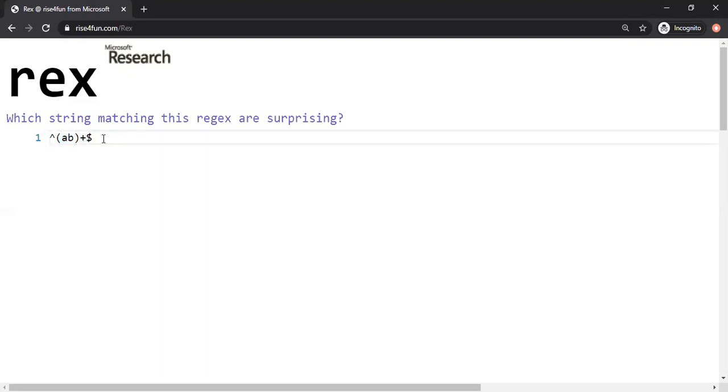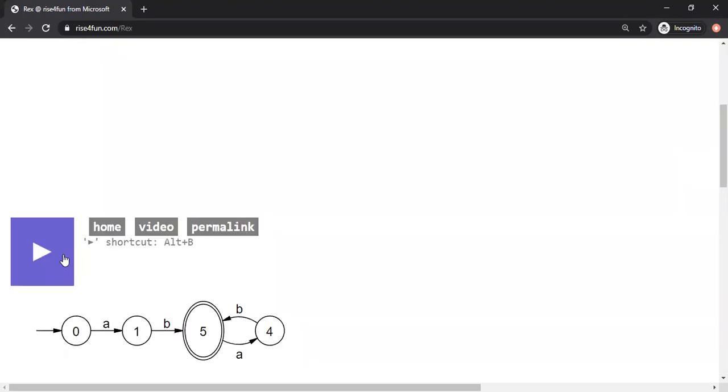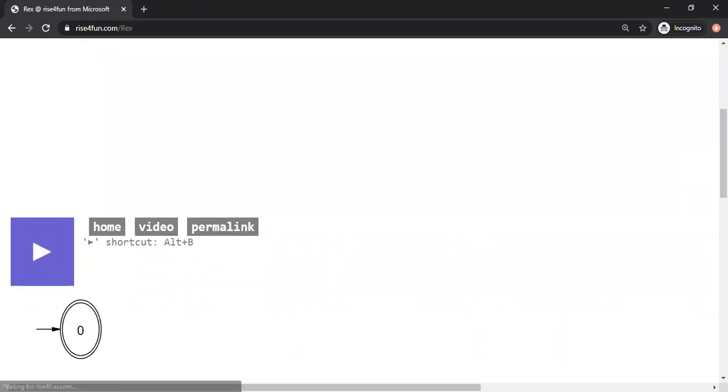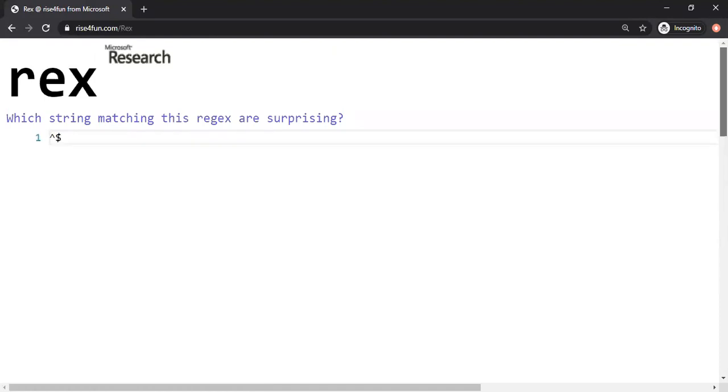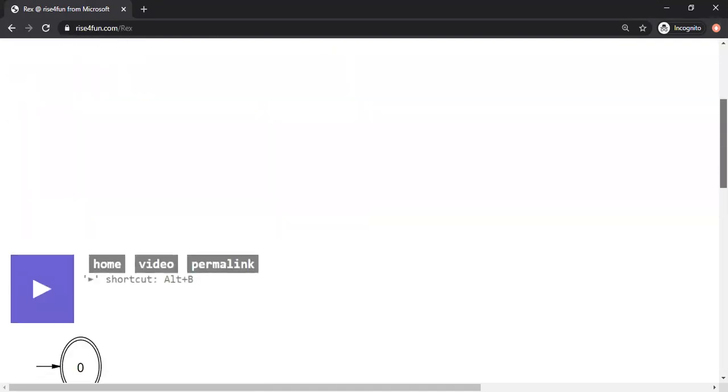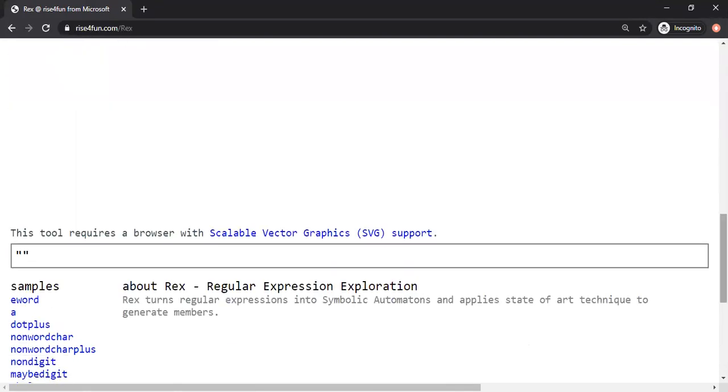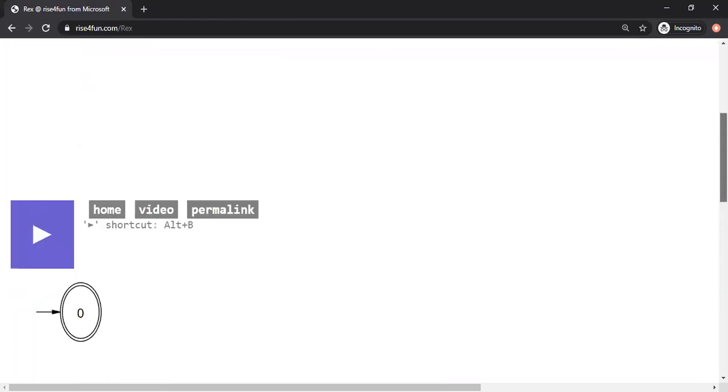Let me show you very quickly what caret followed by dollar means. Caret followed by dollar means empty, nothing. So the only thing that it should accept is an empty string. As you can see here, the empty string is the only string that the machine will accept. We are at state 0 and that state is an accepting state. There is no input.